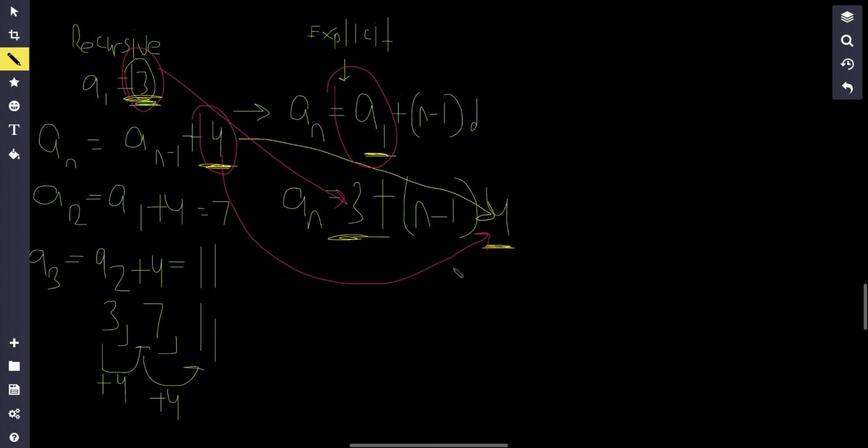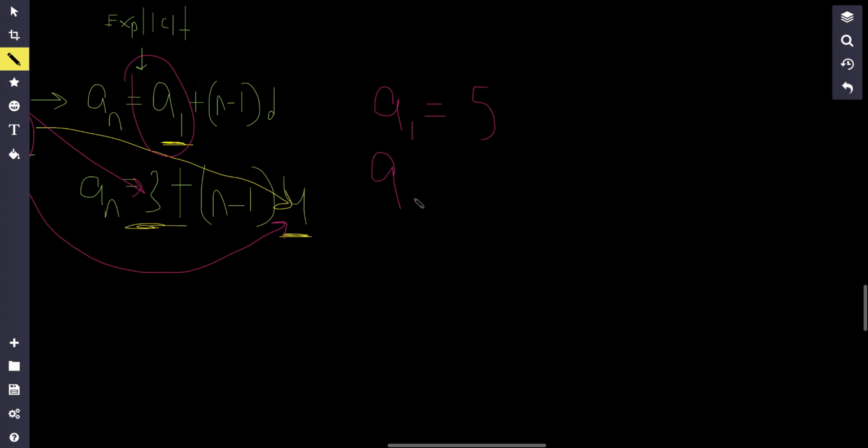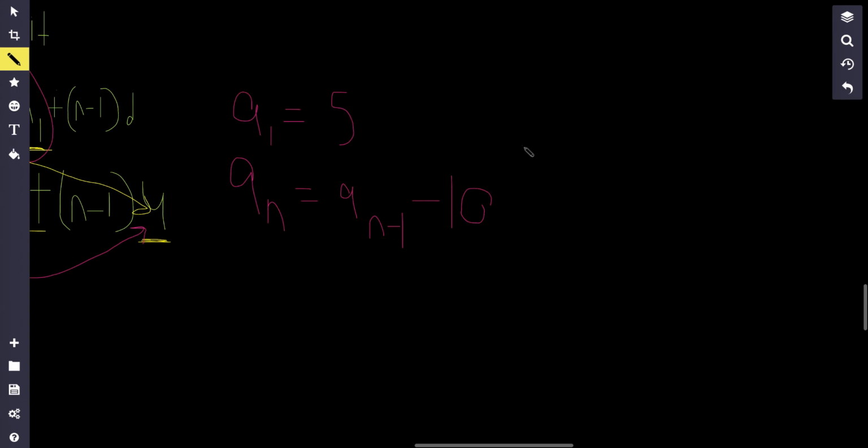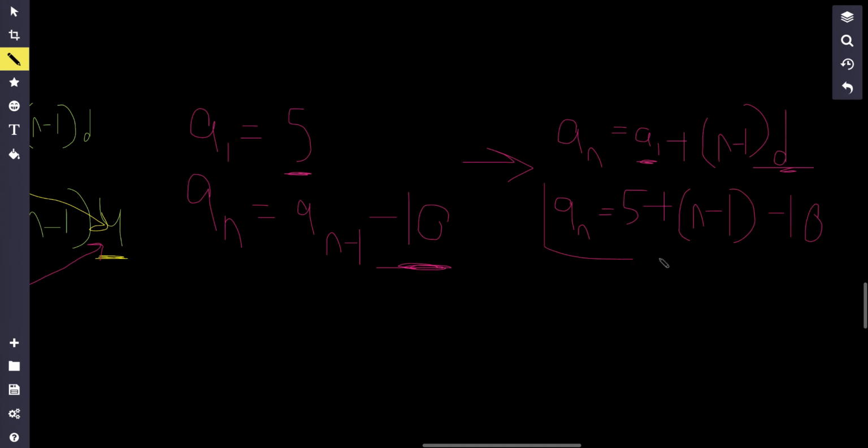Because look, for example, let's say I have a sub 1 is equal to 5, and let's say I have a sub n is equal to a sub n minus 1 minus 10. Well, if I wanted to convert this into this form over here, I know that my first term is equal to 5, so I can immediately substitute that in. And I know my common difference, well, that's going to be 10, I mean, in this case, negative 10. So immediately I can substitute that in there, and there we go. If you're still unsure about this, you can list it out and see for yourself, but this is kind of the way to do it.